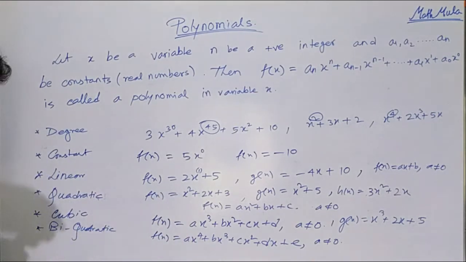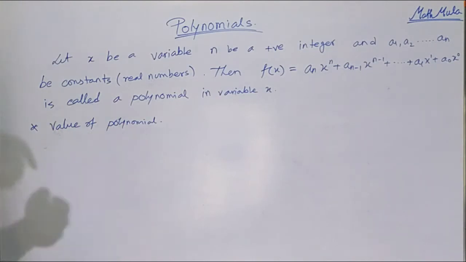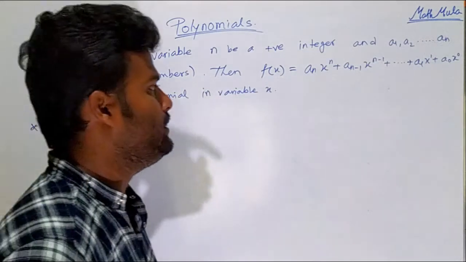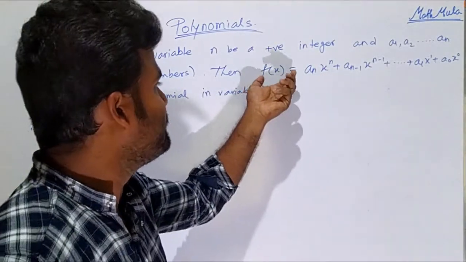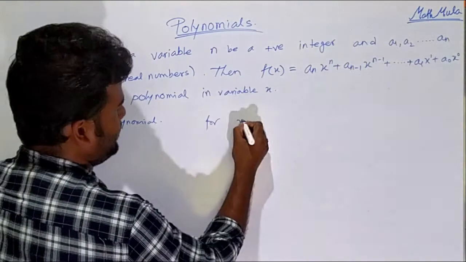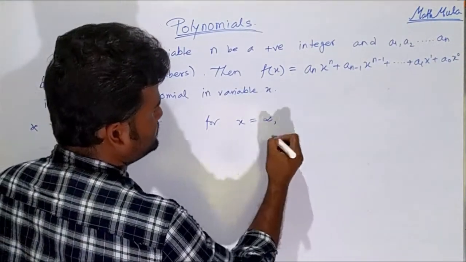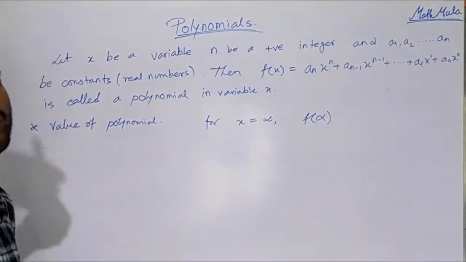So this is a biquadratic polynomial. Now, value of polynomial. What is the value of a polynomial? For any value of x, the value of f of x is called the value of the polynomial. For x equals alpha, f of alpha is called the value of the polynomial.